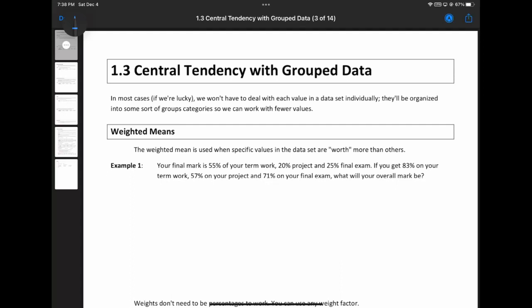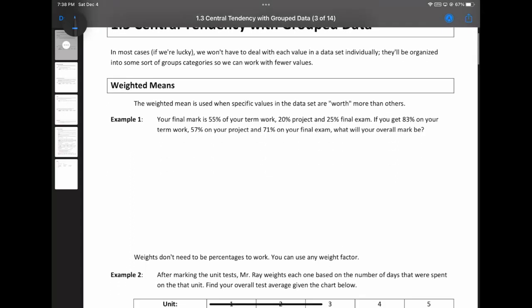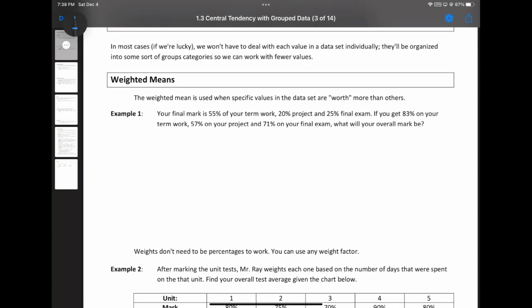One of the most common places that you would use a weighted mean would be to calculate your mark in a class. So for example, we're putting down here that your final, now this isn't realistic to this course and probably not realistic to any of your other courses, perhaps a university course, but your final mark is 55% of your term work, 20% project, and 25% final exam. If you get 83% on your term work, 57% on your project, and 71% on your final exam, what will your overall mark be?